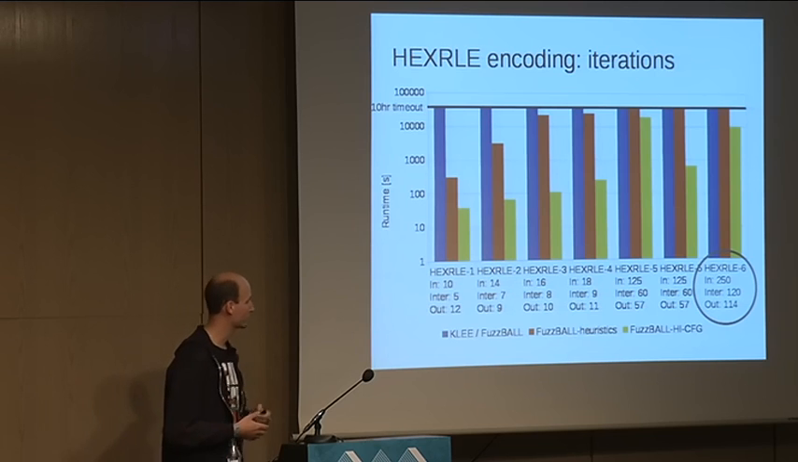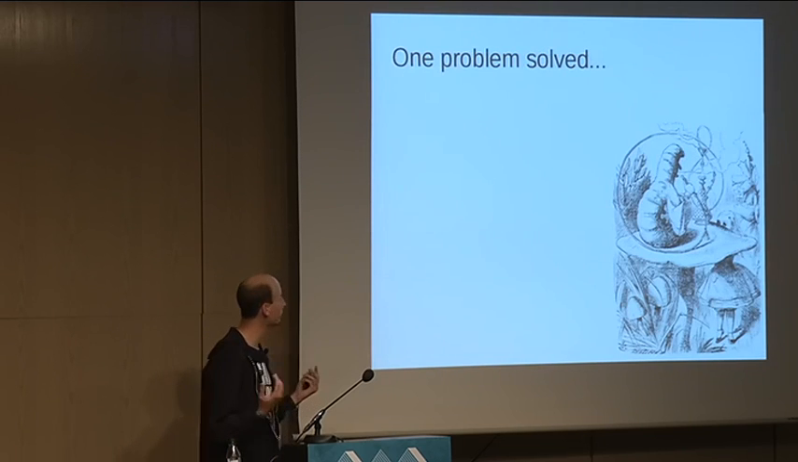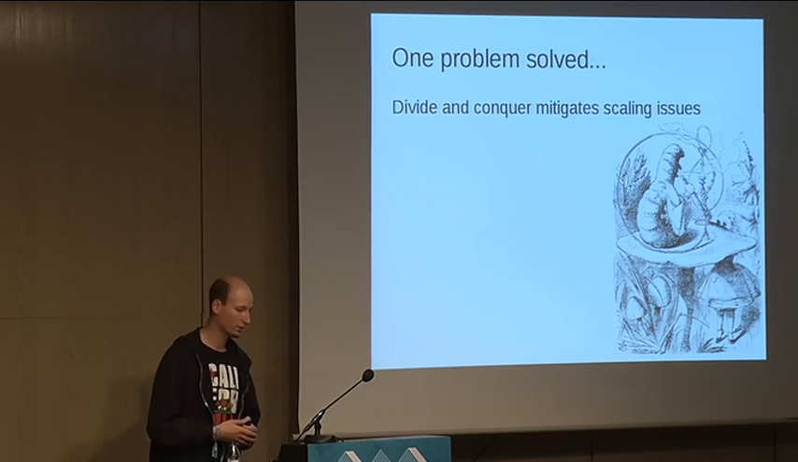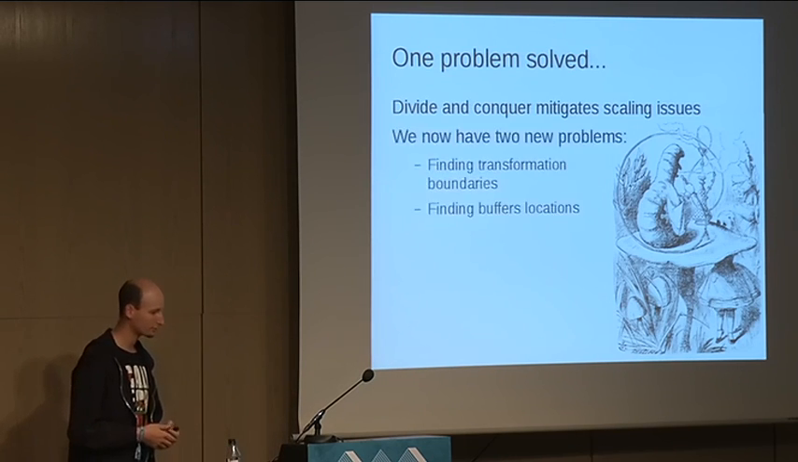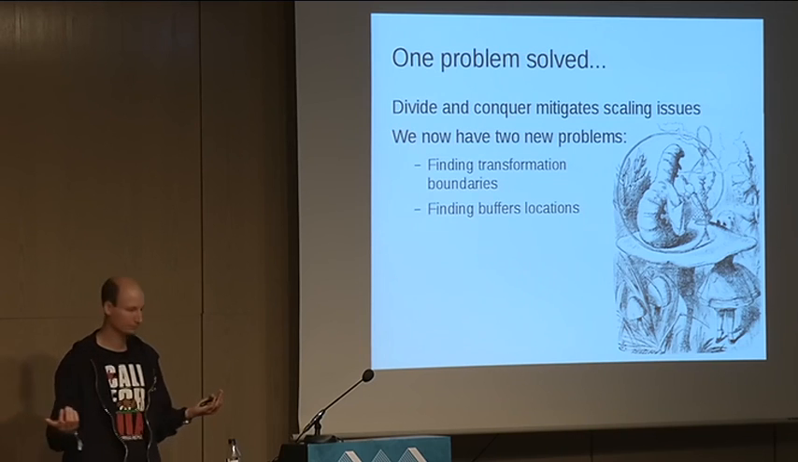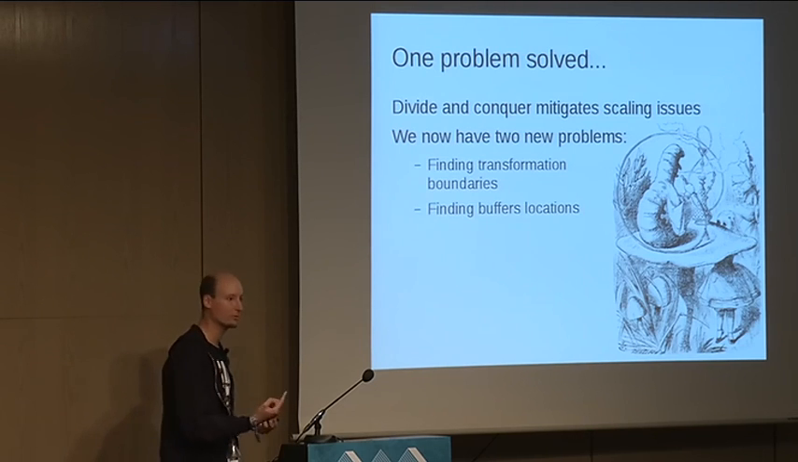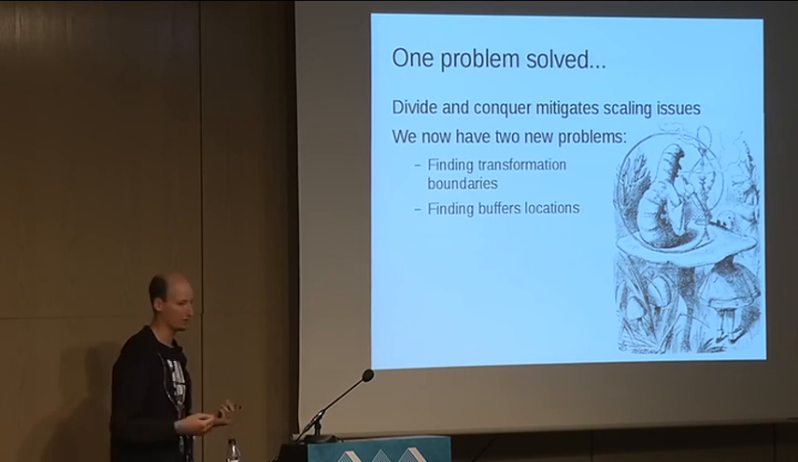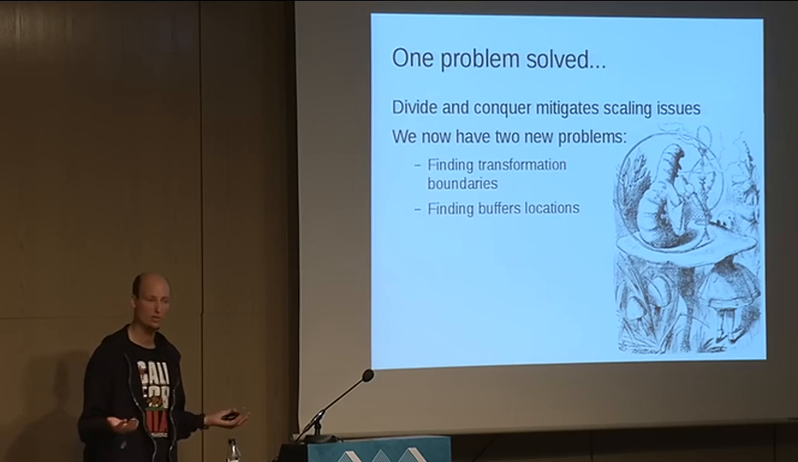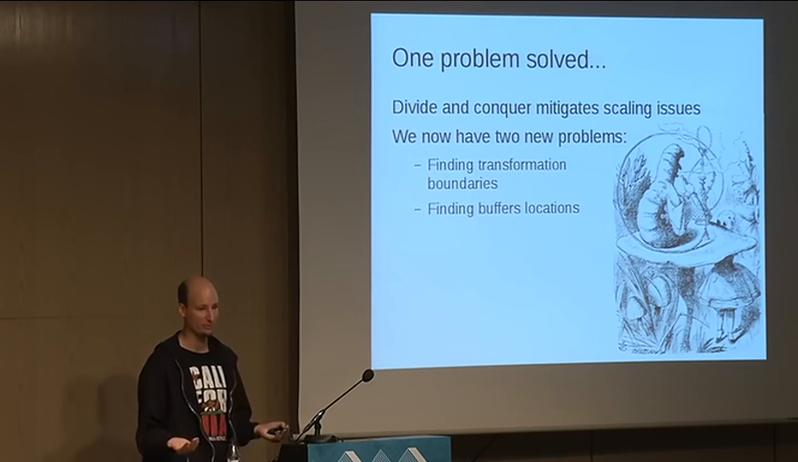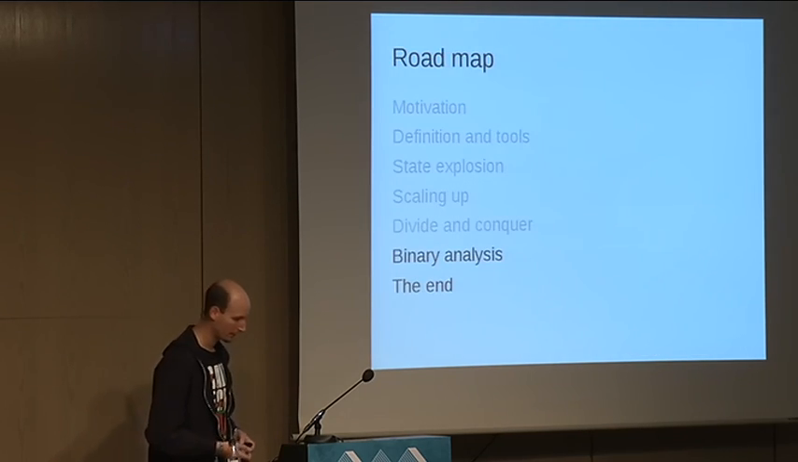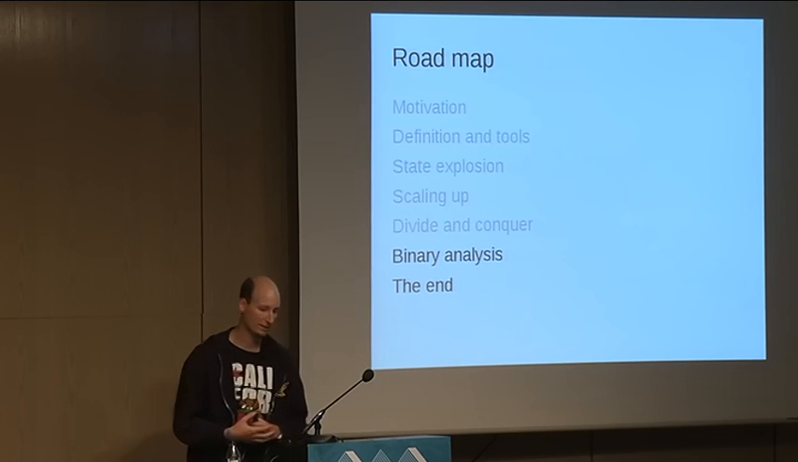And we see that this works fairly well. So we have one problem solved. Divide and conquer mitigates the scaling issues. But we now have 2 problems. Finding the transformation boundaries, how do we do that? And finding the buffer locations. How do we know where they are, especially if we only have binary code or some executable? So let's see what we can do, and let's use some binary analysis techniques for that.